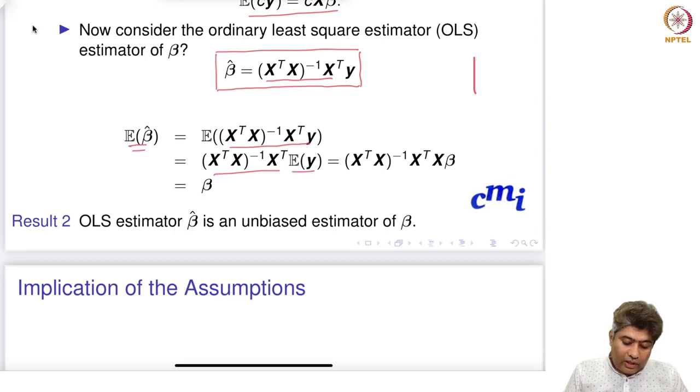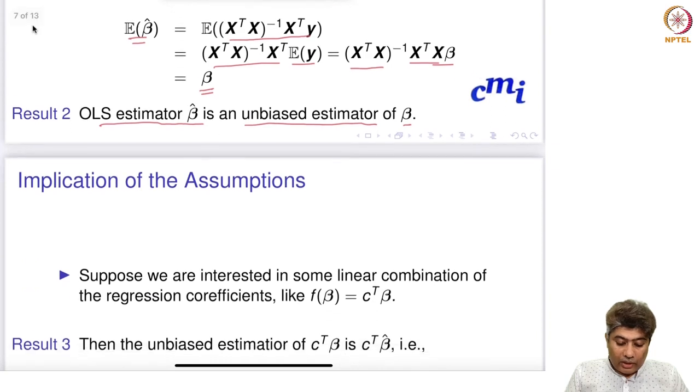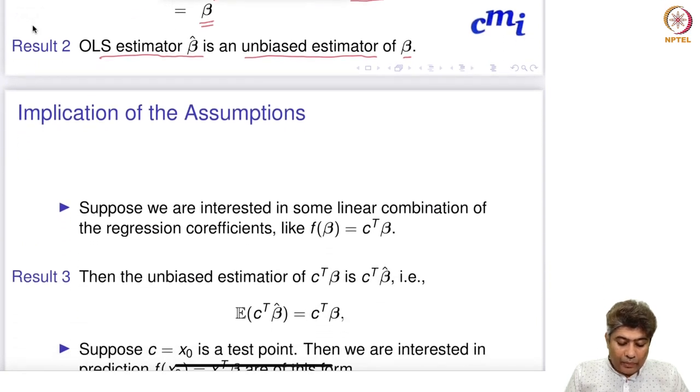So what we have here is expectation of y, and expectation of y is x beta. Now interestingly, this is x transpose x inverse x transpose x, which will be identity matrix. So we are left with beta. So what does it mean? That OLS estimator beta hat is an unbiased estimator of beta. This is a very important finding.